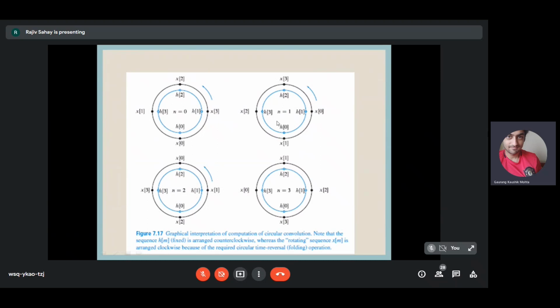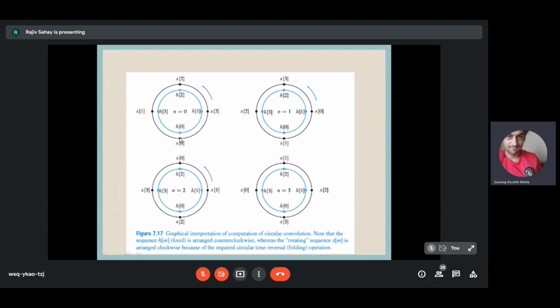To get y1, that is n equal to 1, we are going to clockwise shift the x sequence. We are going to now get x of (1 minus m) modulo 4. So we are going to clockwise shift this.